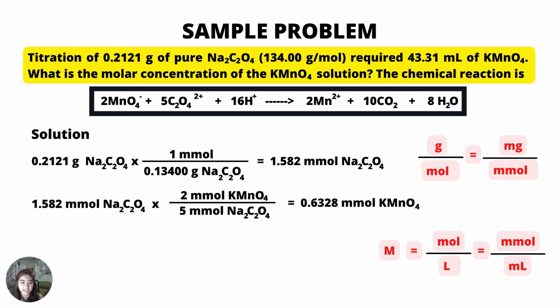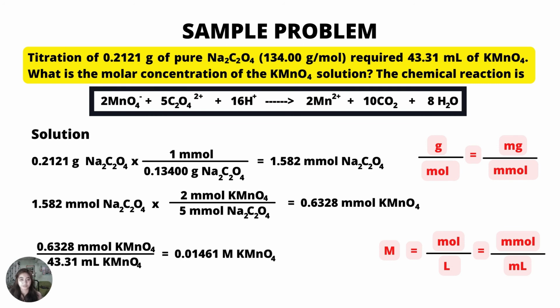Next, the 1.582 millimole sodium oxalate is multiplied by the mole ratio we have. So 2:5, because 2 millimole of potassium permanganate requires 5 millimole of sodium oxalate. So we use the 2:5, and multiplying that, we get an answer of 0.6328 millimole of potassium permanganate. So the millimole of sodium oxalate was cancelled out.